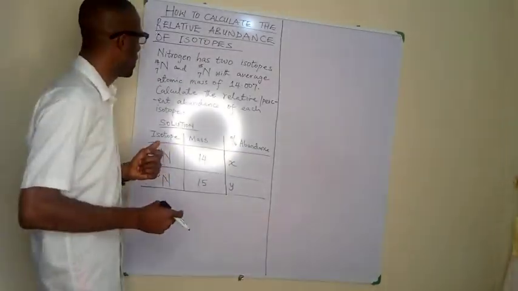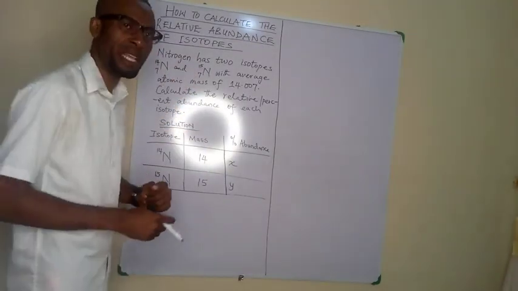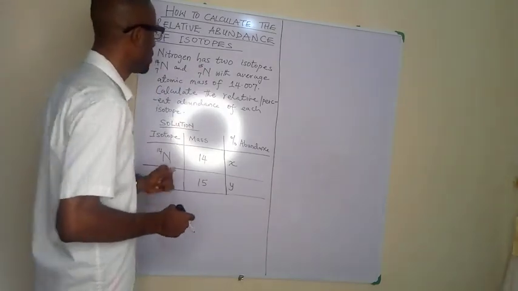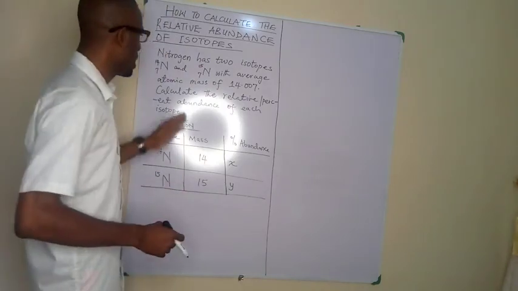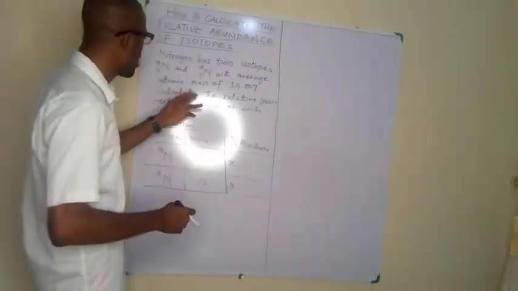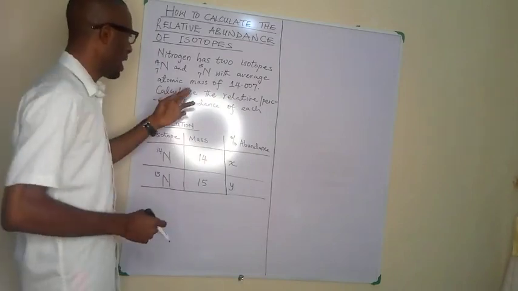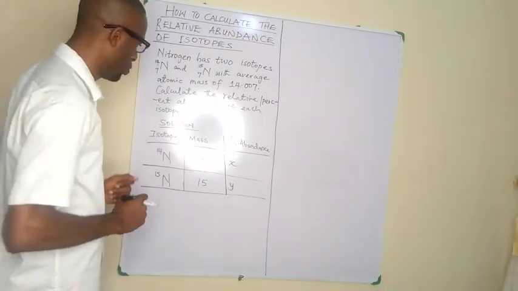Okay? The question says nitrogen has two isotopes, nitrogen 14 and nitrogen 15, with the average atomic mass of 14.007. The question now says, calculate the relative abundance or calculate the percent abundance of each isotope.